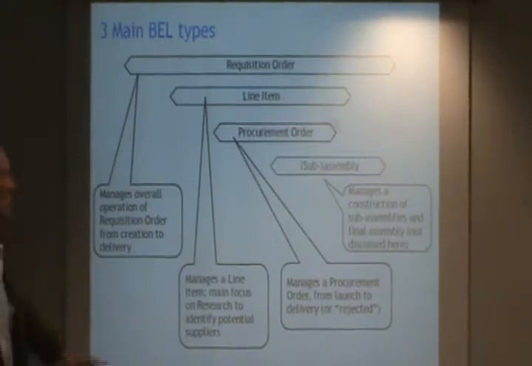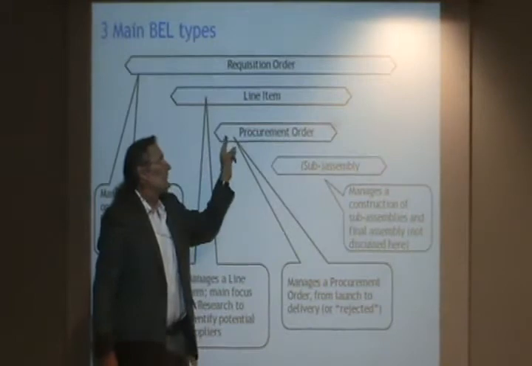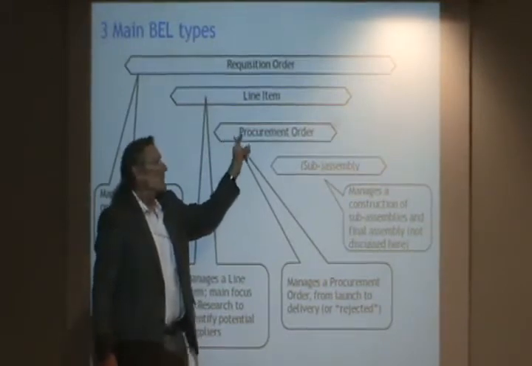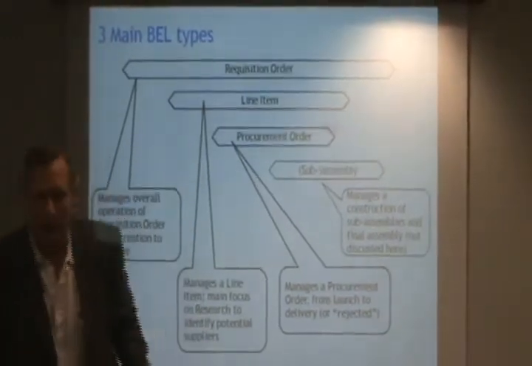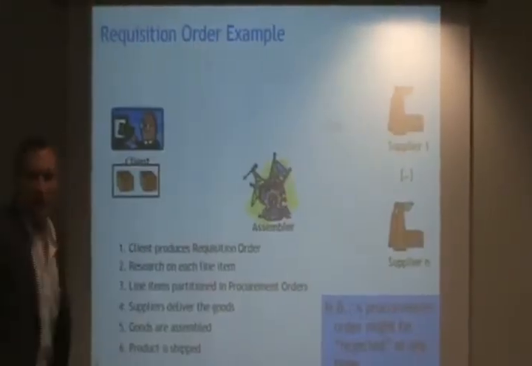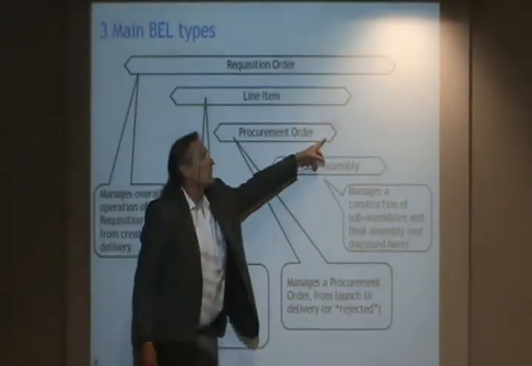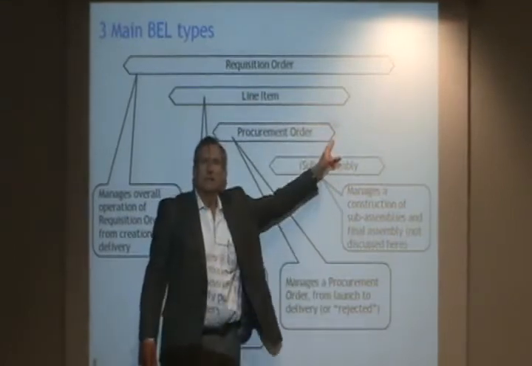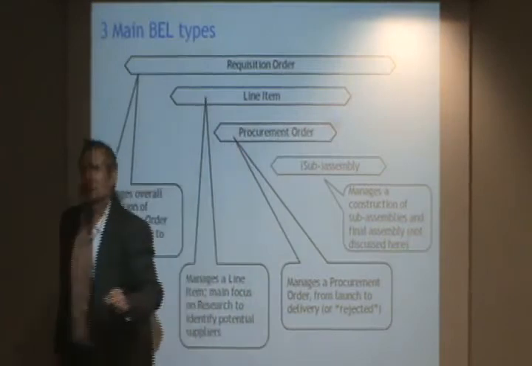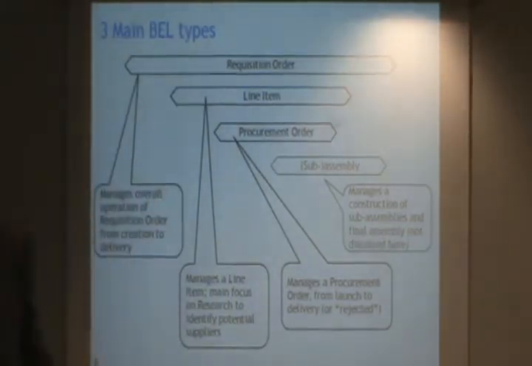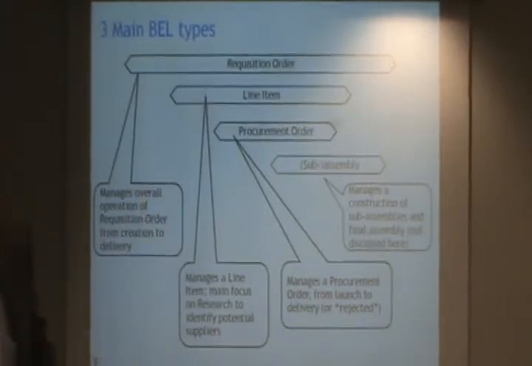And this thing will exist in some sense from when I launch the creation of the procurement order and figure out where I'm sending it, etc. And it'll keep going until either the thing is delivered or the thing is rejected. And at that point, what I do with this procurement order instance is I archive it. In essence, I take it off the table. I won't talk about the sub-assemblies for now.